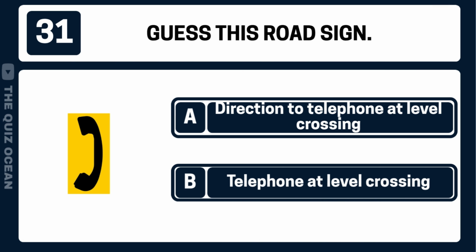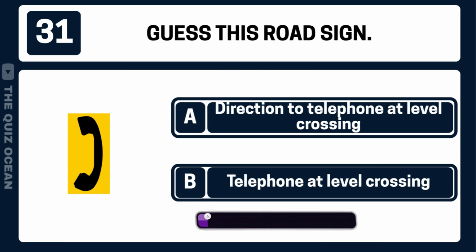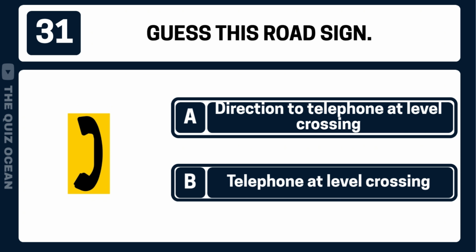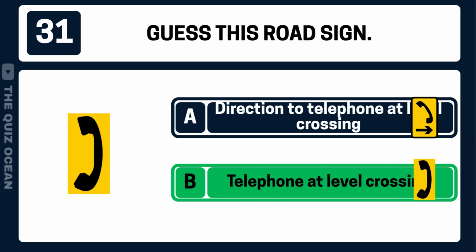Guess this road sign. A. Direction to telephone at level crossing. B. Telephone at level crossing. The answer is B. Telephone at level crossing.